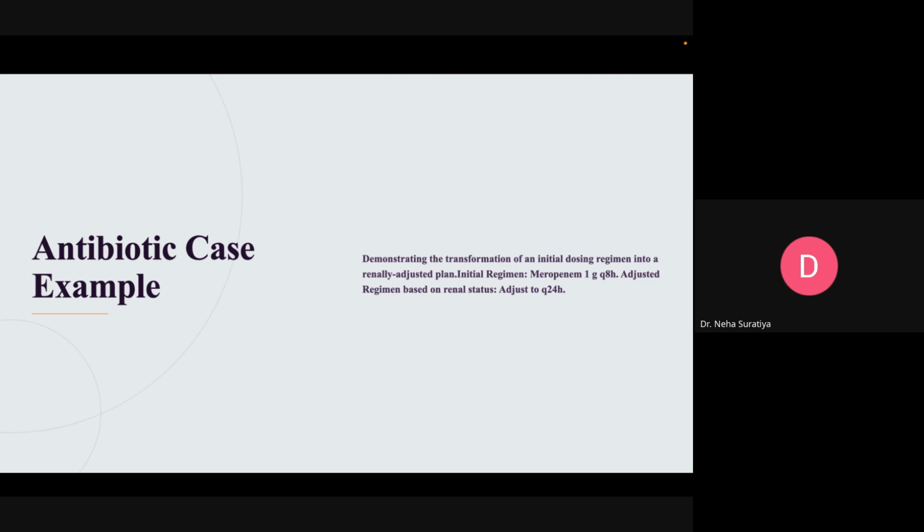So the pharmacist's duty is to intervene in this type of case, guys. And here you can recommend 1 gram every 24 hours rather than every 8 hours. You are not reducing the dose here, you are increasing the interval. You are increasing the whole dosing interval.